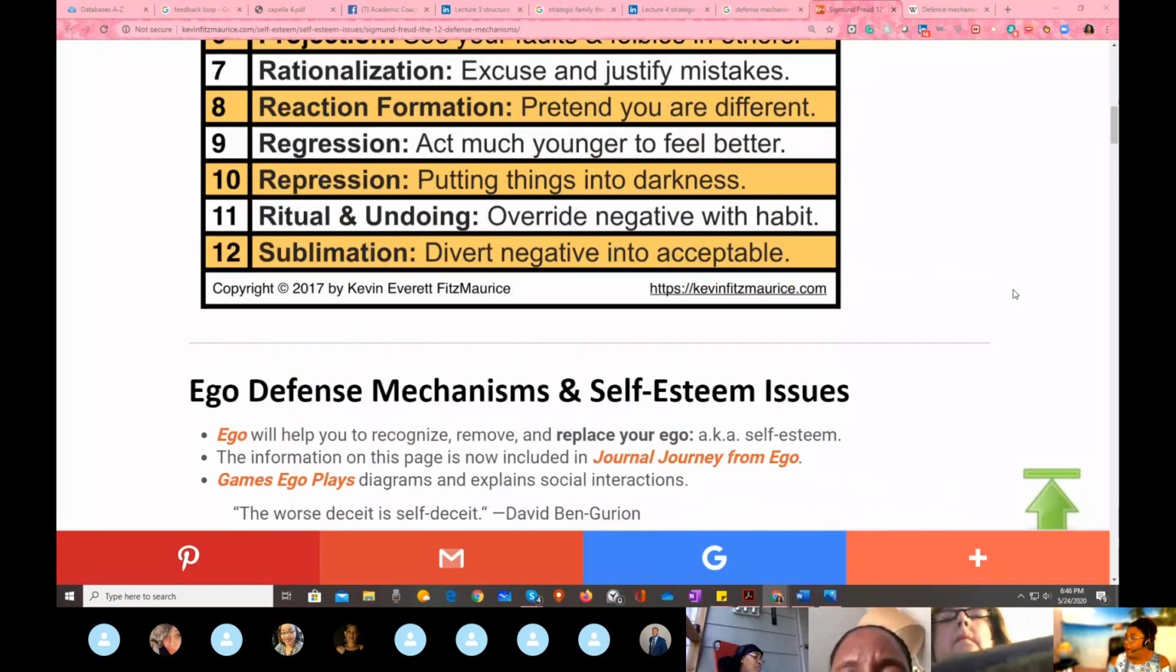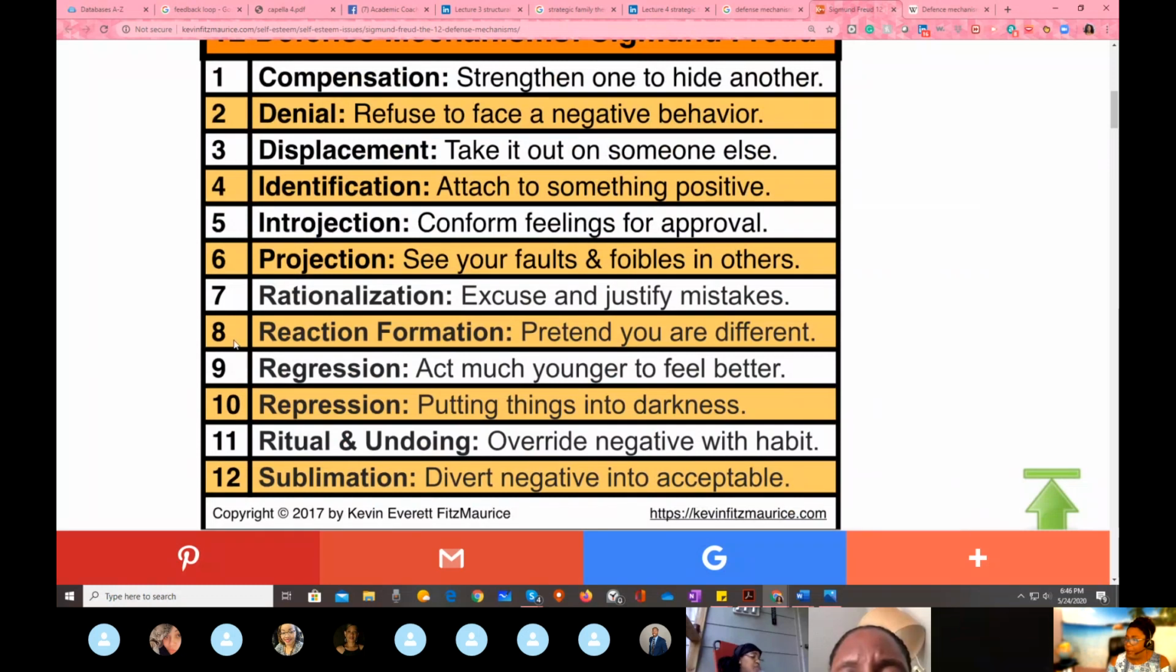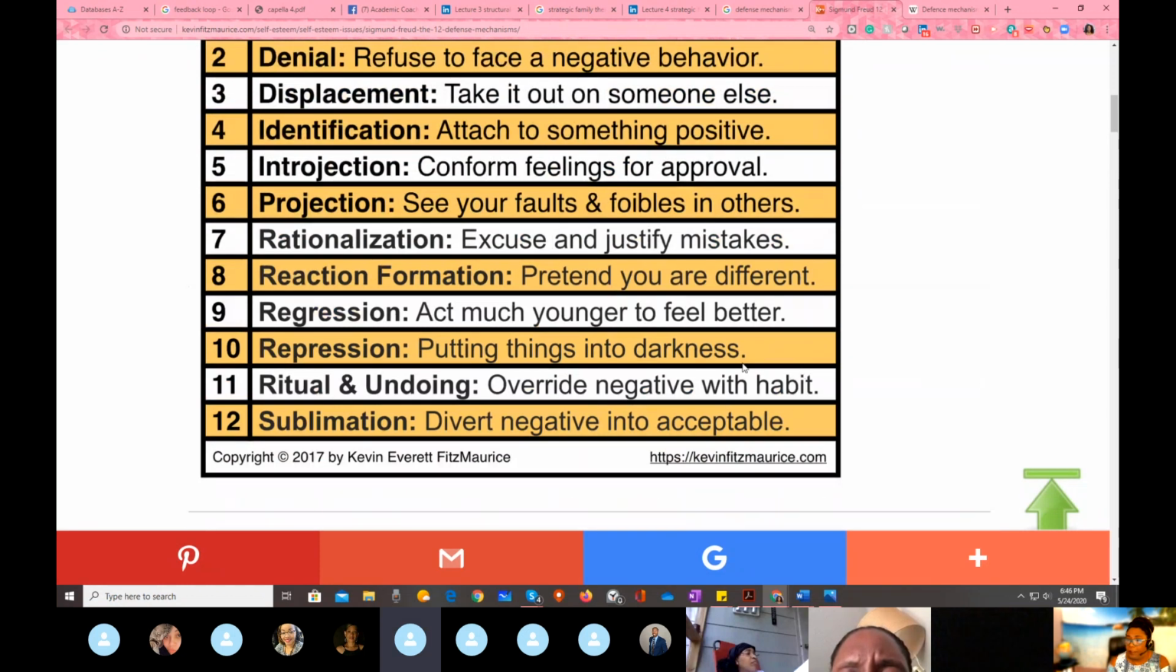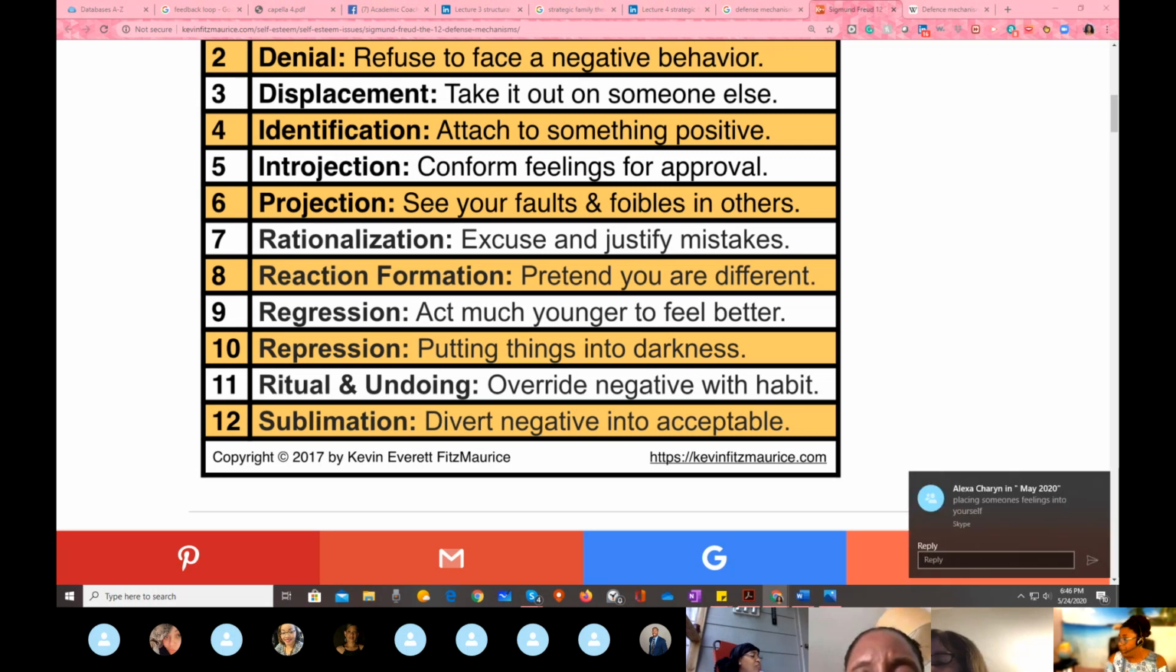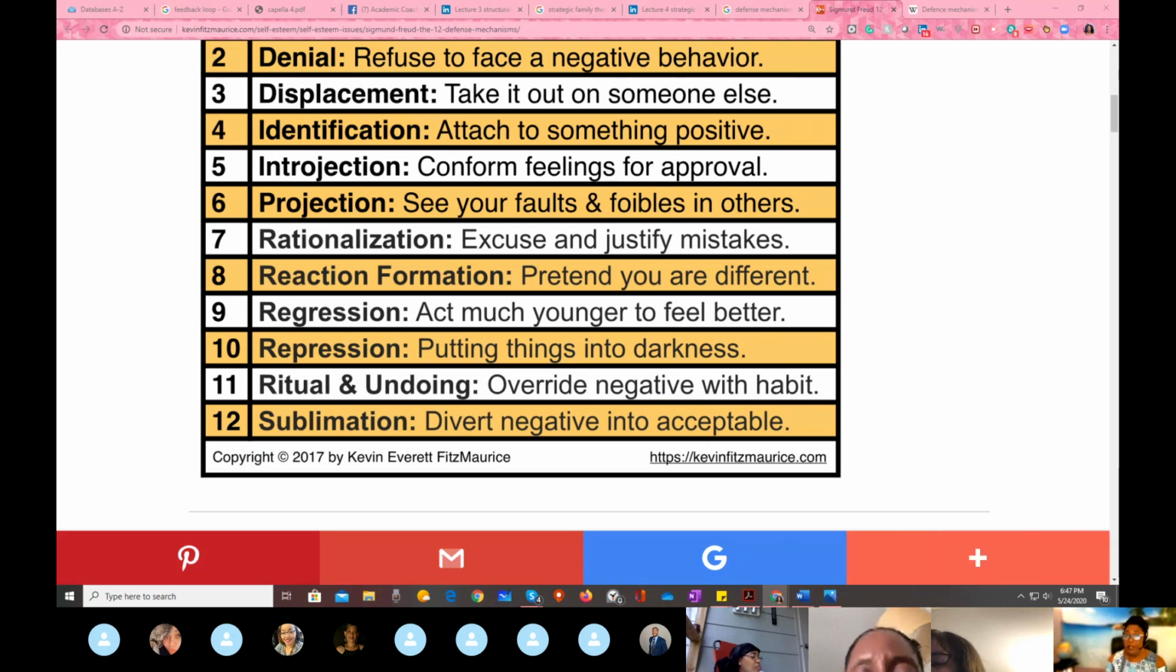So then introjection, what's that one? It says conforming feelings for approval, but introjection is I'm taking in what the world is putting out. Someone says all women do this, blah blah blah, so I'm going to take it in, taking someone's feelings into yourself. Exactly, I'm going to bring them in. It must be true, because that's what people say. So projection is out, introjection is in. Good.